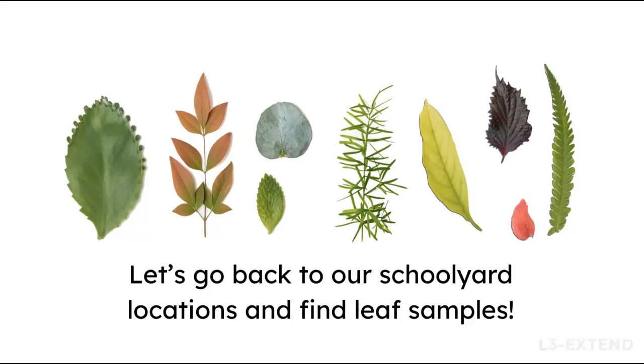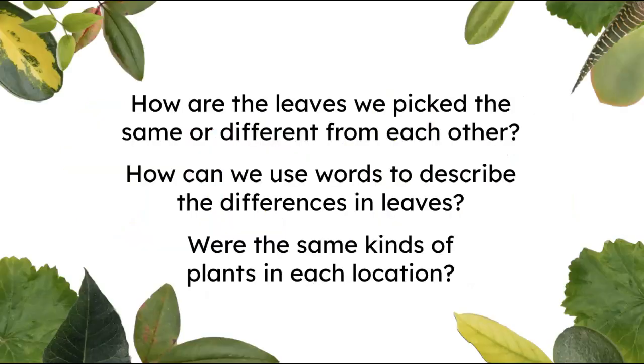For the optional Extend, you can go back outside to the same locations you used in the Explore and take samples of different types of leaves. You can bring the leaves back to the classroom and have the students work in groups to make observations of the leaves they found. Students can describe and classify the leaves, then discuss why they might find the same types of trees in the same habitat.